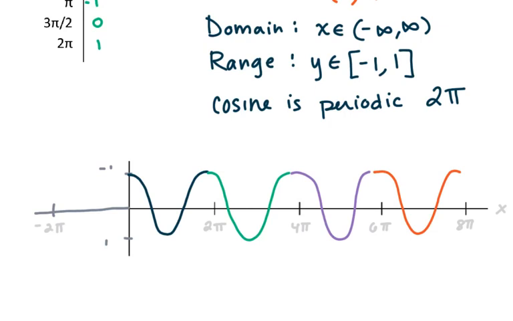So we get that same curve, and it also moves in that negative direction. All right, so it continues in both directions forever. Again, we see that the domain is all real numbers, and the range is bounded between -1 and 1.